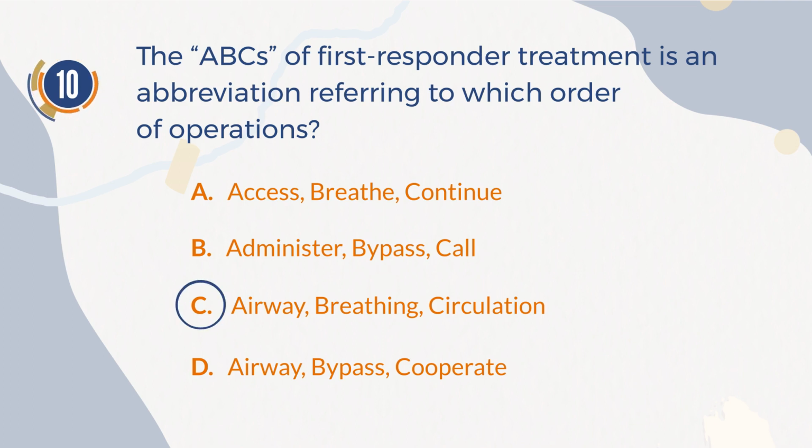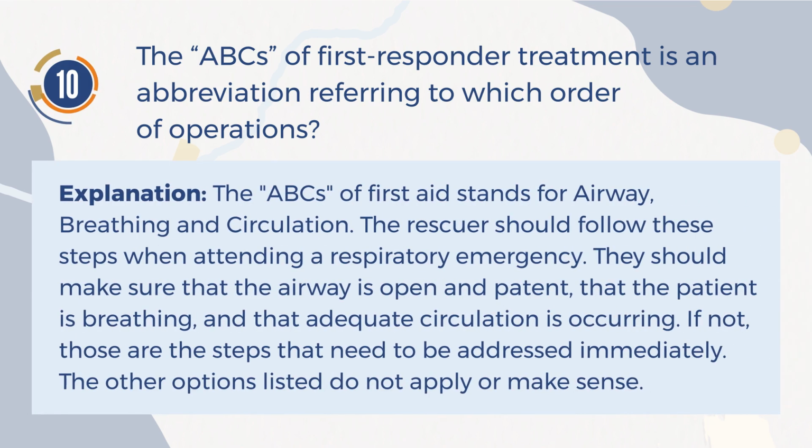Airway, breathing, circulation. Explanation. The ABCs of first aid stands for airway, breathing and circulation. The rescuer should follow these steps when attending a respiratory emergency. They should make sure that the airway is open and patent, that the patient is breathing, and that adequate circulation is occurring. If not, those are the steps that need to be addressed immediately. The other options listed do not apply or make sense.